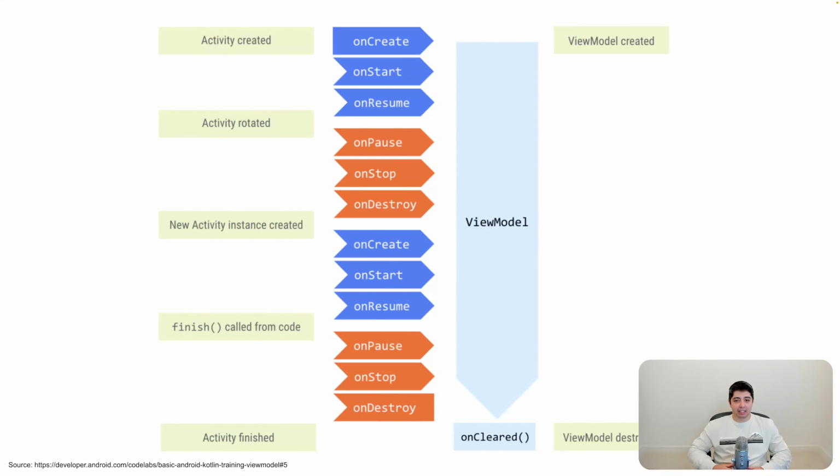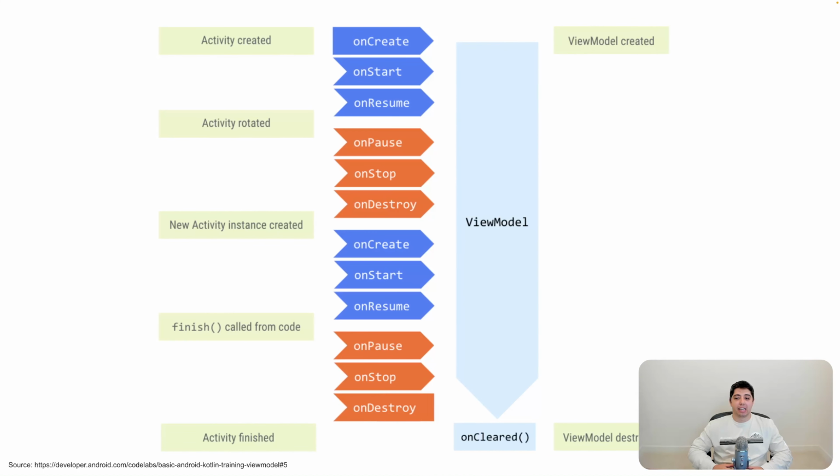And this slide shows the comparison between the activity lifecycle and the view model lifecycle. As you can see, on the left and the right we have the events, and the first event that happens is that the activity is created, and on the right the view model is created.